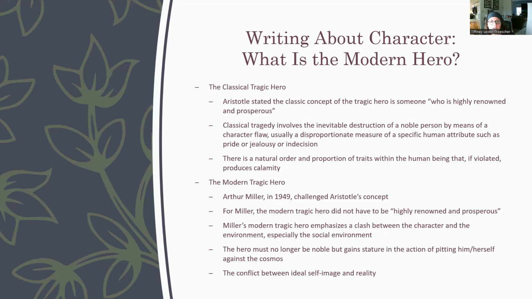However, in 1949, a modern playwright named Arthur Miller came up with sort of a new definition of a tragic hero, and we call it the modern tragic hero. And for Miller, the modern tragic hero does not have to be highly renowned and prosperous. In fact, it's very likely that the modern tragic hero is just your everyday guy, everyday gal.